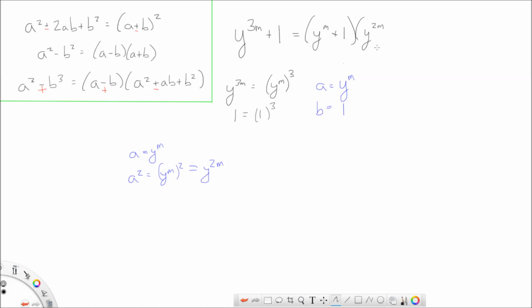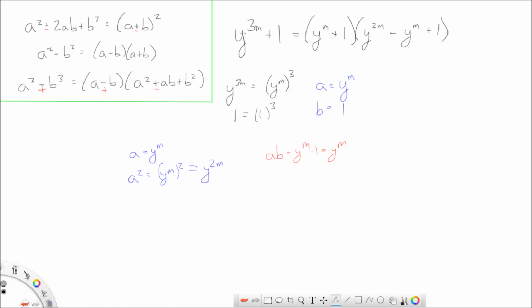The next thing we're going to have is minus. We're using the red because we had a plus to start. So minus, and then ab. Well, a times b. Again, a is y to the m, b is 1, so we just get y to the m. So now we have a minus y to the m. And the last term, we have a plus b squared. Well, b is 1, so 1 squared is still 1.